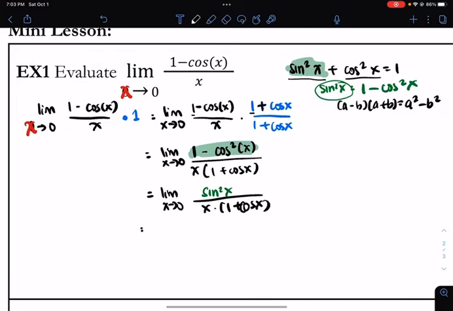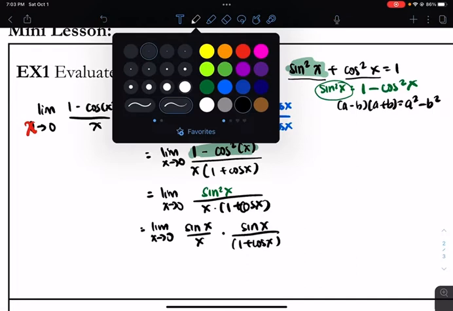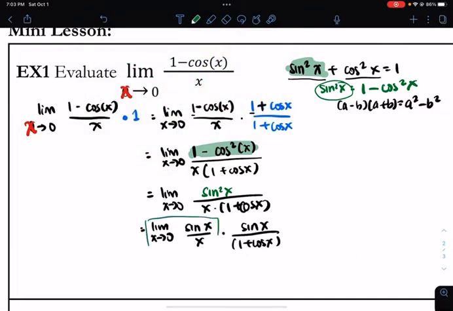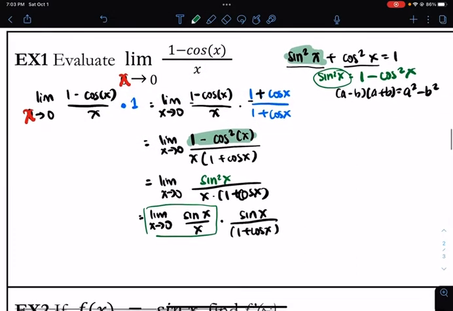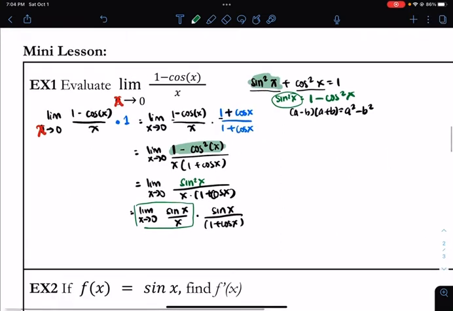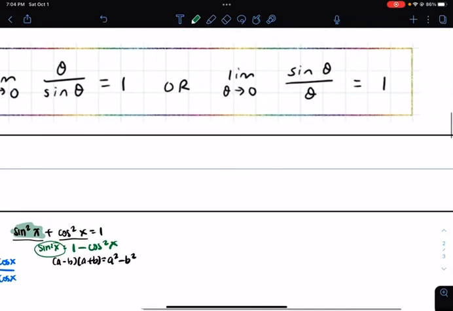What we can do is expand sine squared x, so it can be sine x over x times sine x over (1 plus cosine x). So we're separating the sine squared x into sine x times sine x. And what do we know about this? We can find the limit of this, right? If you remember what we just learned, it's equal to 1.